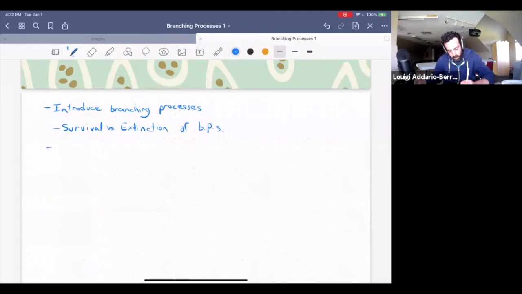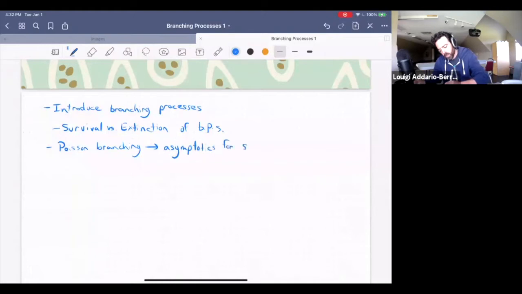We'll talk about the particular case of Poisson branching, and we'll look a little bit at the asymptotics for the survival probability. We'll see the cycle lemma, which is the tool that will allow us to connect branching processes and random walks, and in particular allows us, in the Poisson case, to see that the Borel distribution is the size of a Poisson branching process.